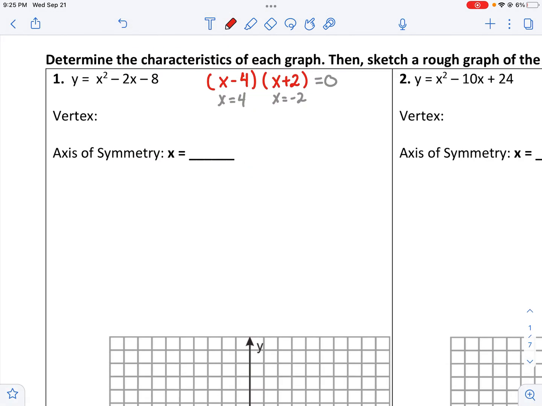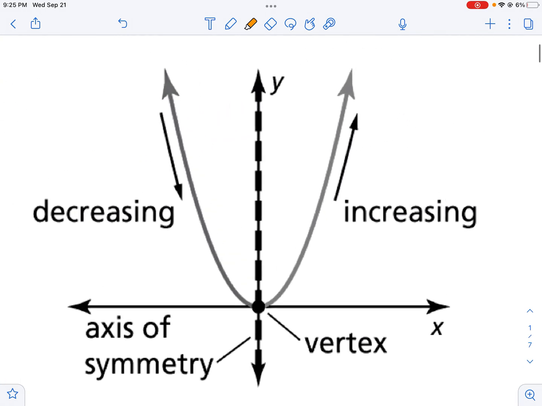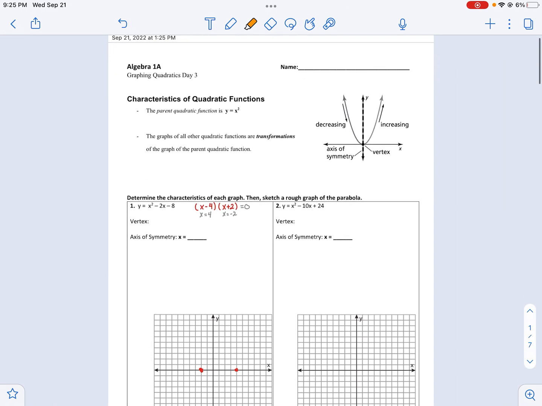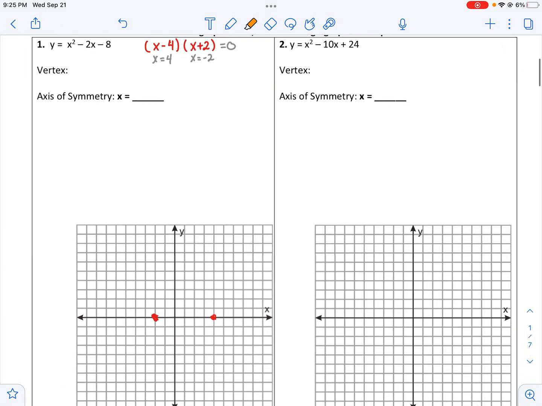And that's the first thing that I need to find. Those are my x-intercepts. So my parabola will cross the graph at negative 2 and positive 4. Okay, that's the first step to finding the vertex. Step 2 is identifying where the vertex should start. Well, the vertex of any parabola is right in the middle. So I can ask myself, what's right in the middle of negative 2 and positive 4?